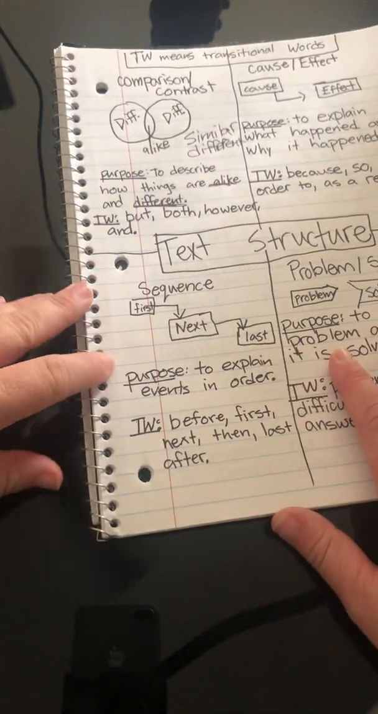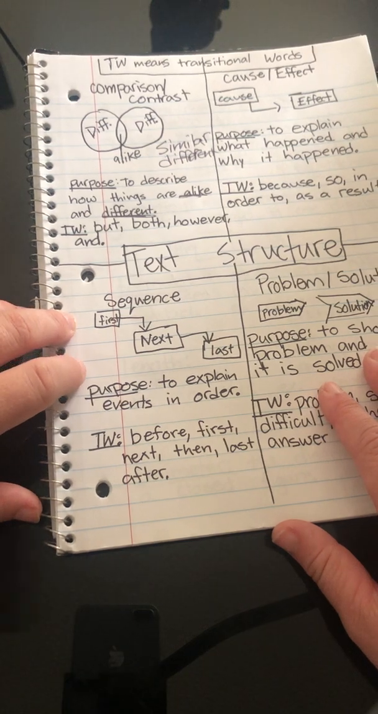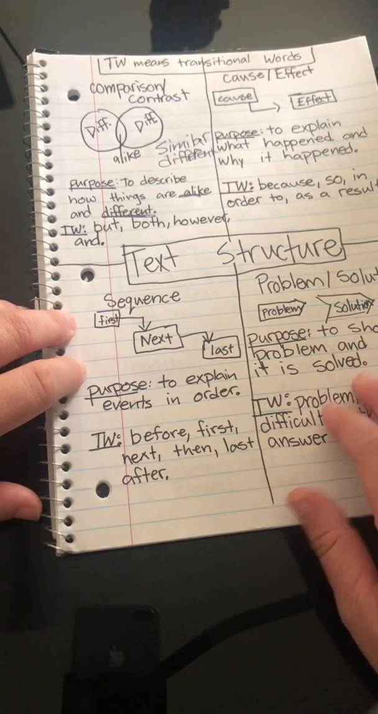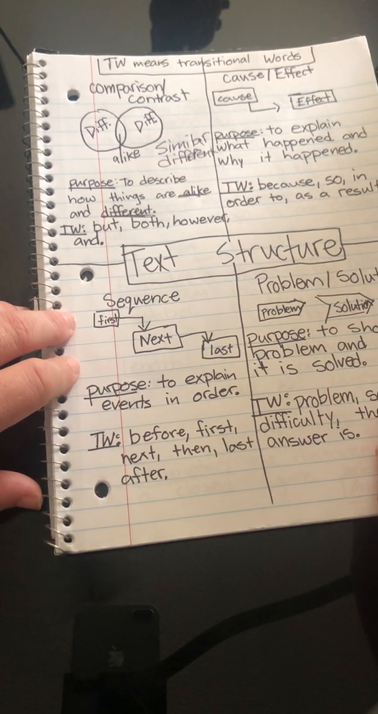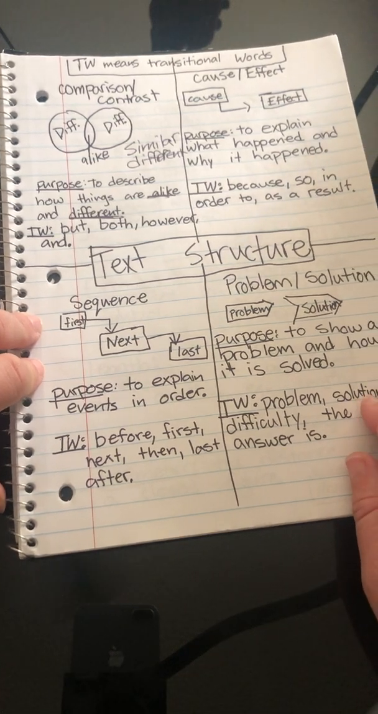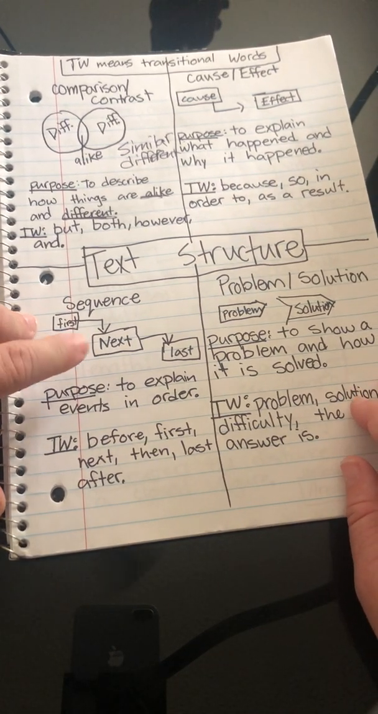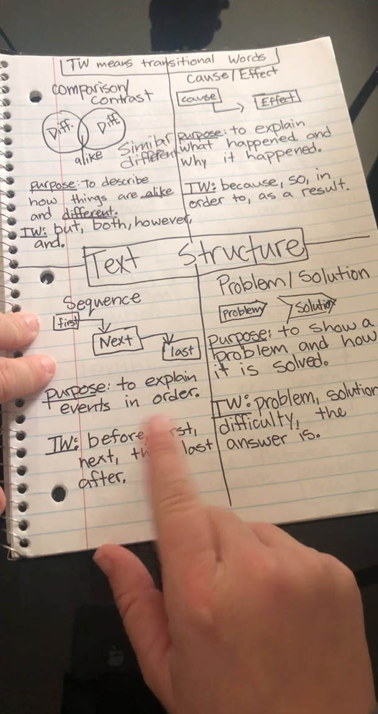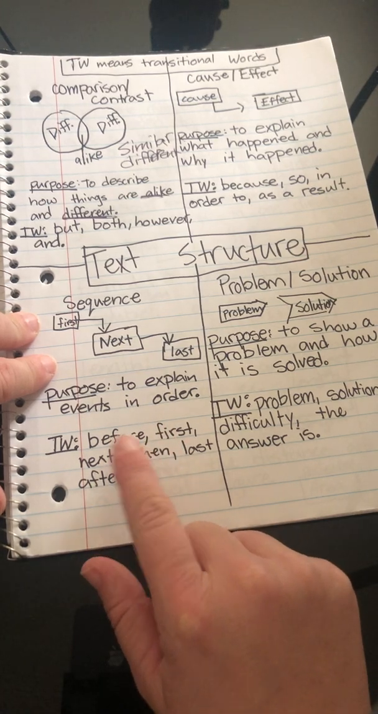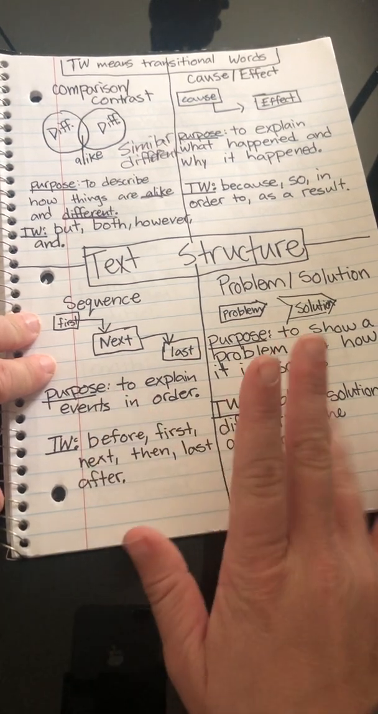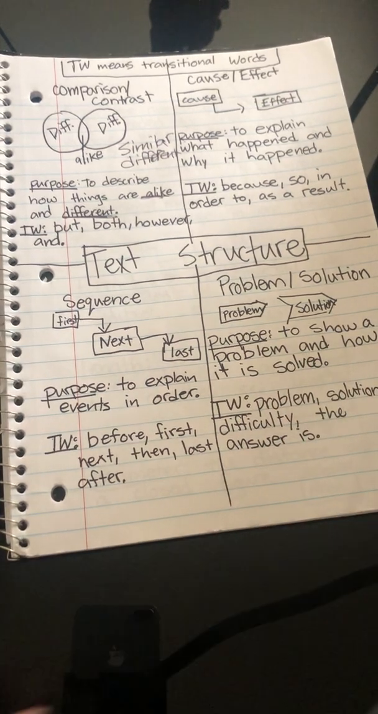Then we have problem solution, so you're shown a problem and how it's solved. And then sequence means to explain an event in order. So like first, next, last.